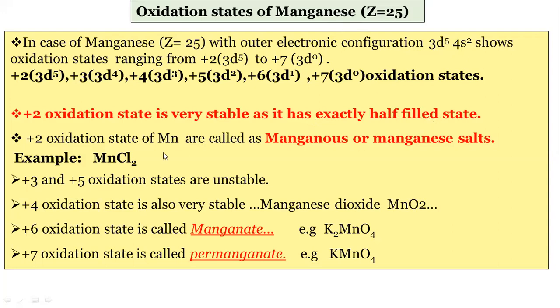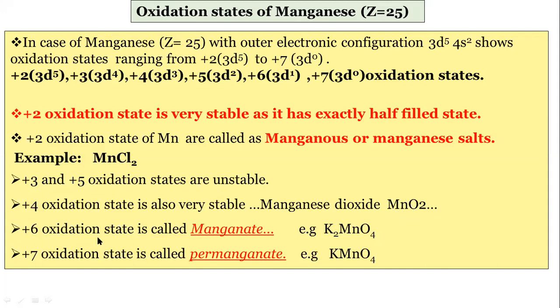In the +2 oxidation state, the salt given is MnCl2. It is called manganese salt, MnCl2, in which manganese has the +2 oxidation state. The +3 and +5 oxidation states are very unstable. Manganese does not show any compound in the +3 and +5 oxidation states. Then I am coming to the +4 oxidation state. This is MnO2, manganese dioxide, in which manganese has the +4 oxidation state, because you know oxygen has -2, so 2 into -2 is -4. So manganese shows the +4 oxidation state.